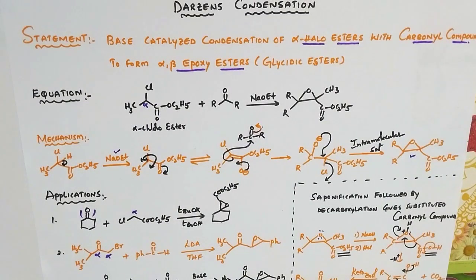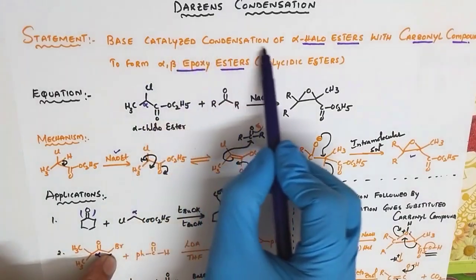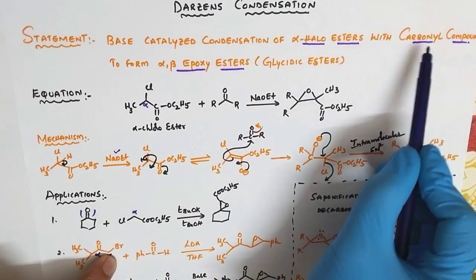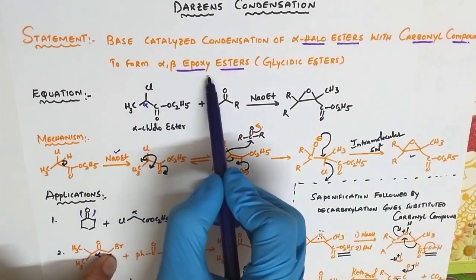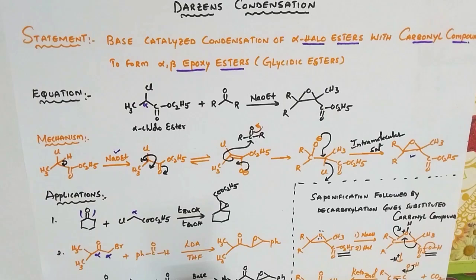Let's discuss the next name reaction, that is Darzens condensation. This reaction is also an example of a condensation reaction. Let's see the statement: base catalyzed condensation of alpha halo esters with carbonyl compounds to form alpha beta epoxy esters. These are commonly called glycidic esters.